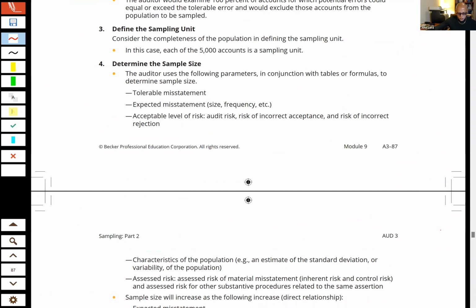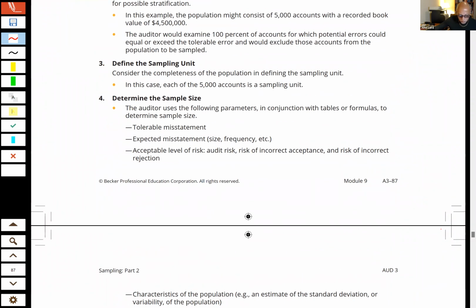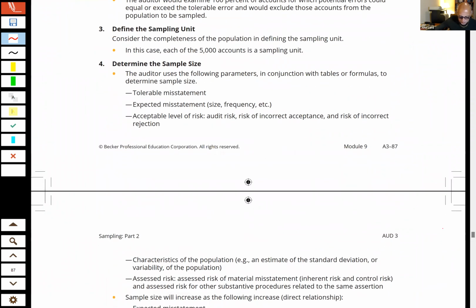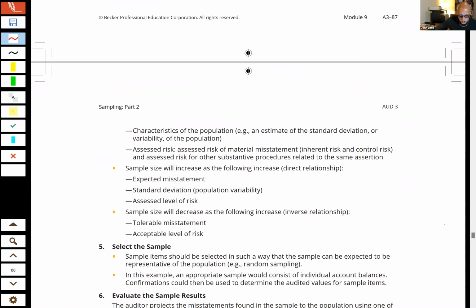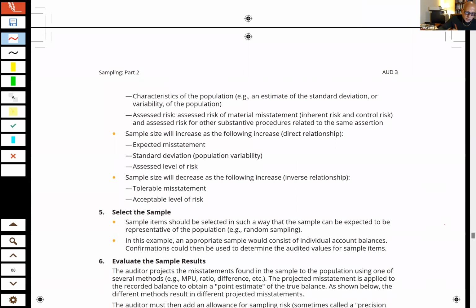Okay, and we're going to look at how different parameters will affect sample size. Let's just look at how they will increase or decrease sample size. Sample size will increase as the following increase, so that's a direct relationship. I want you to flashcard this. Expected misstatement: as expected misstatement increases, sample size increases.